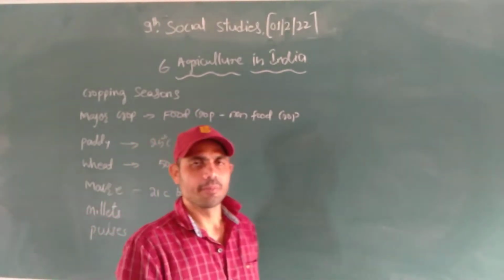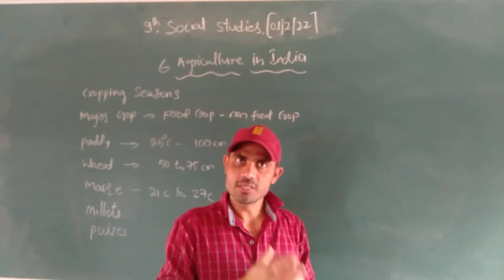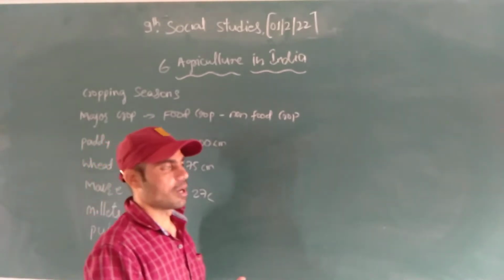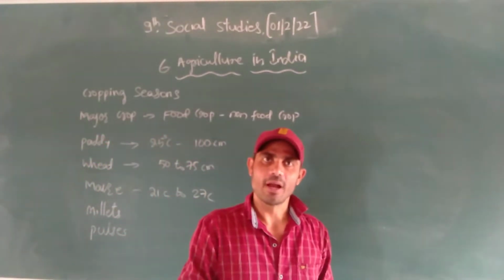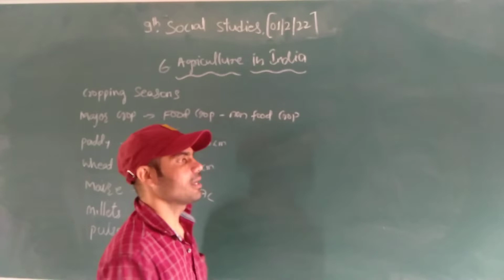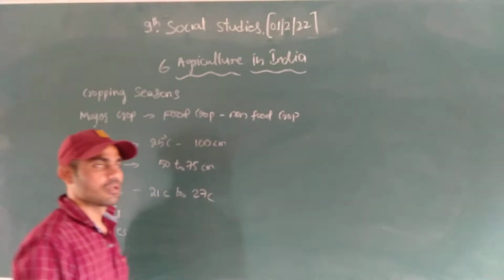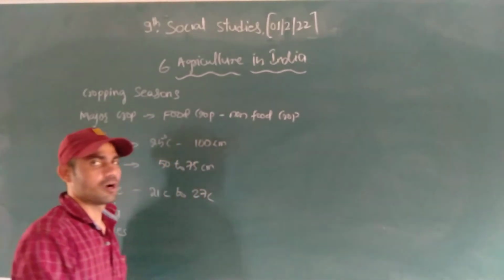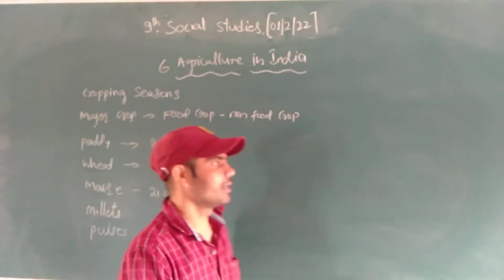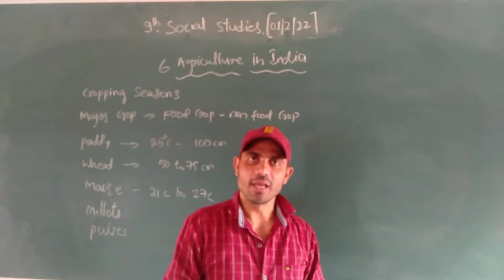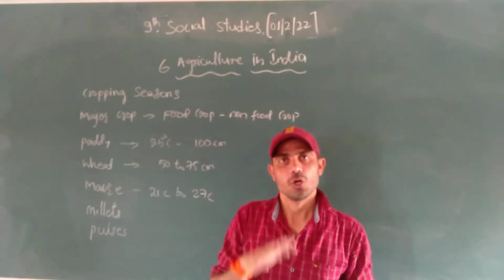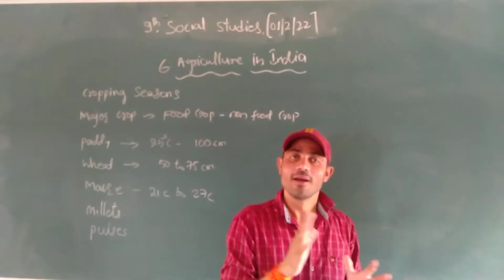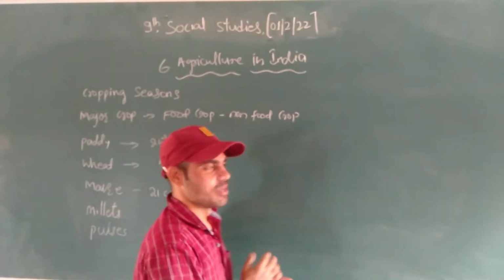As per the previous knowledge, farming is divided into two types, right? That is subsistence farming and commercial farming. When it comes to subsistence farming, again we divide it into two types, right? The simple farming and the intensive farming. Simple farming means shifting cultivation, jhum cultivation, and slash and burn cultivation. We call this simple farming, right?